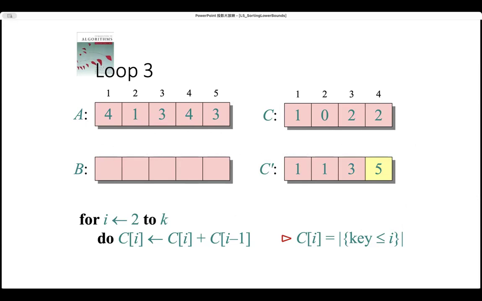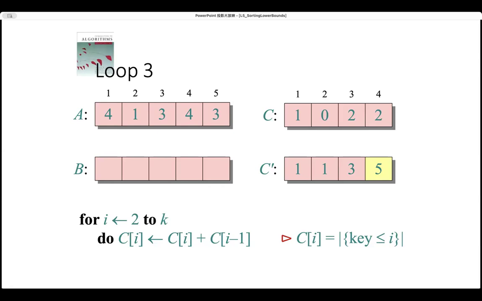So this auxiliary array C now holds this accumulated count. Basically, for each index, it holds the number of the values in the original input that are smaller or equal to the current index. And then we're done with the third loop.